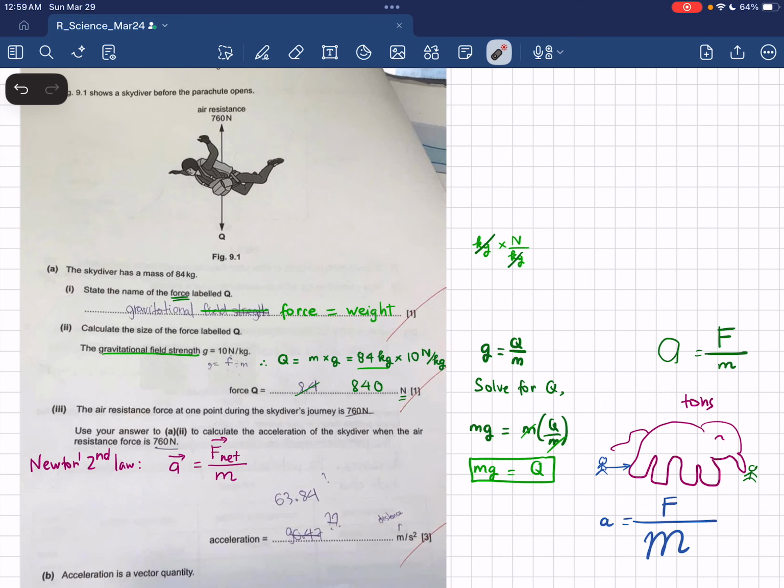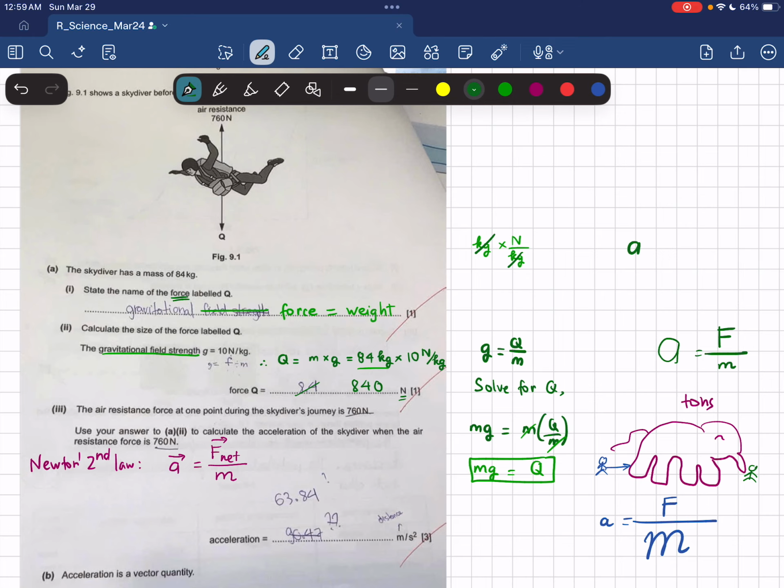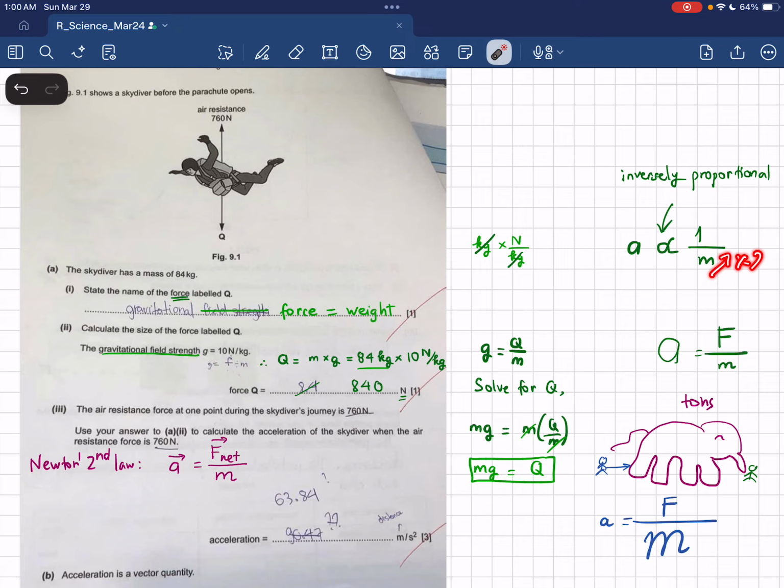So basically, the relationship between the acceleration and the mass is that acceleration is inversely proportional to the mass. This is the symbol for inversely proportional to the mass. What does it mean? It means that if you increase the mass by twice, then the acceleration will decrease by half, by the same number of times, the same multiple.